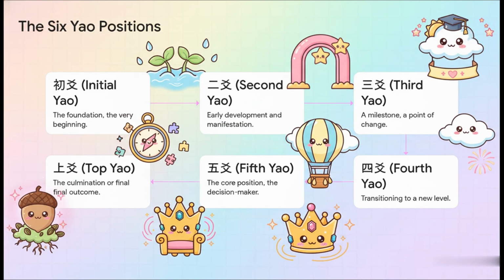Line 1, the initial Yao, that's the very beginning of things. Line 2 is where things start bubbling up and taking shape. Line 3, that's often a critical turning point. Then line 4 marks a big shift, moving into a new phase. Line 5 is the big one. It's the core of the issue, the seat of power. And finally, the top Yao shows us how it all wraps up, the end of the story.